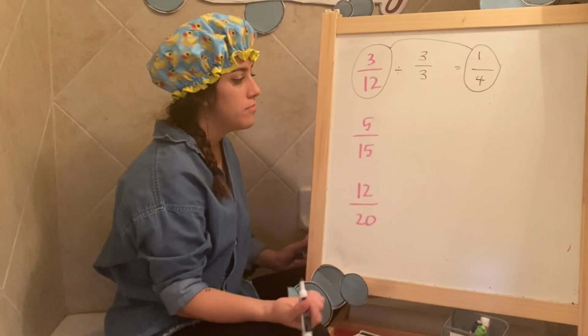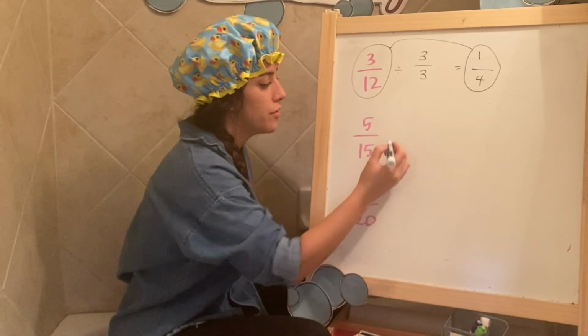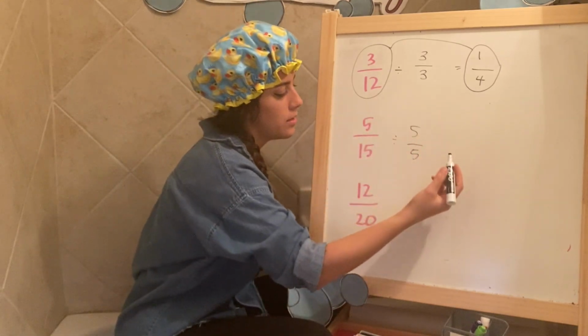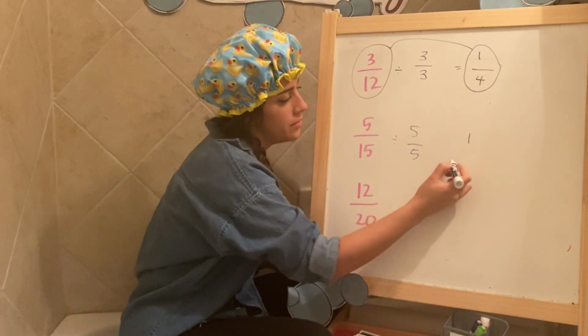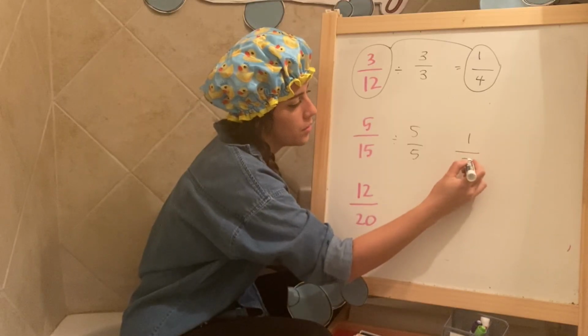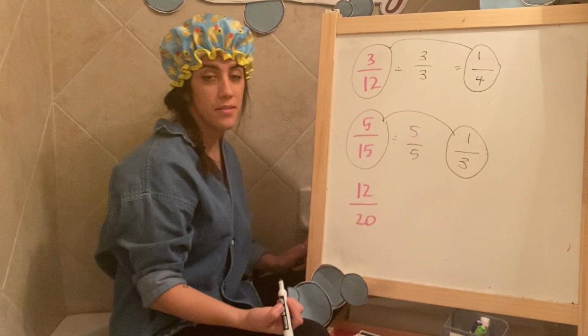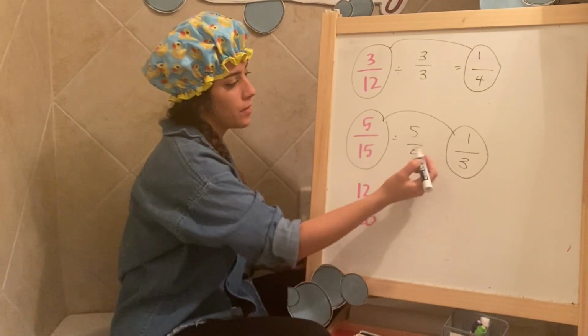Okay, let's try another one. I want to divide this by 5 over 5. That equals 1 whole, right? 5 divided by 5 equals 1. 15 divided by 5 equals 3. 1/3 equals 5/15.